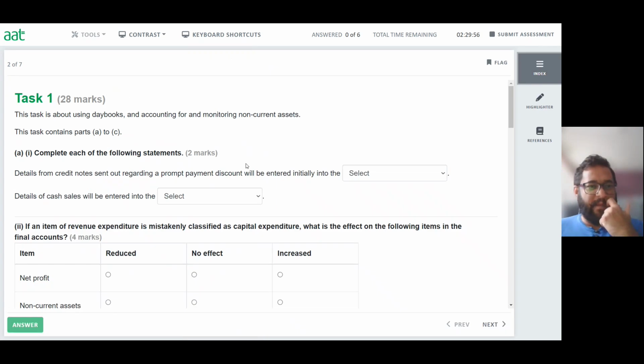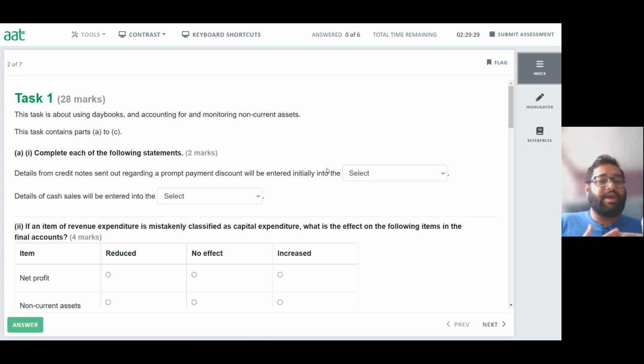The first question we have now is a task about daybook accounting for and monitoring non-current assets. Let's look at the first statement here. Details from credit notes sent out regarding a prompt payment discount will be entered initially into where. If you look at it here, this is the credit note sent out. That means we are sending this out, so we are giving the discount. In that sense, it's going to be a discount allowed.